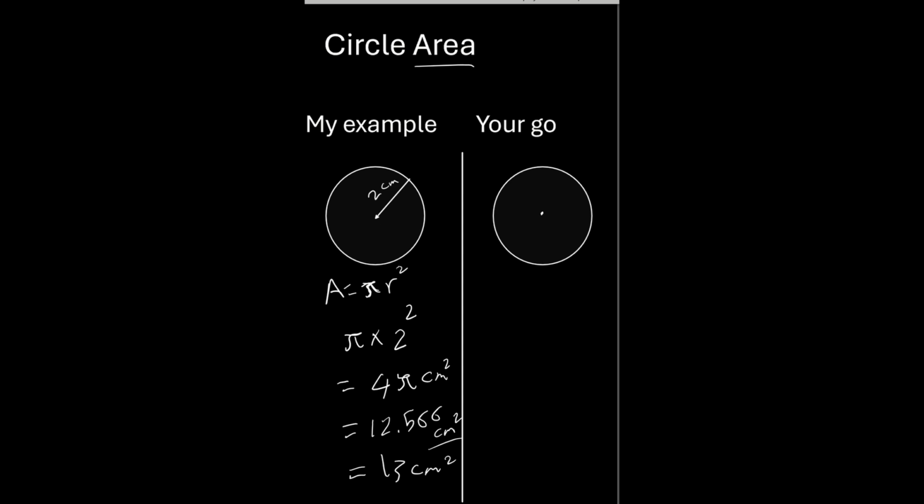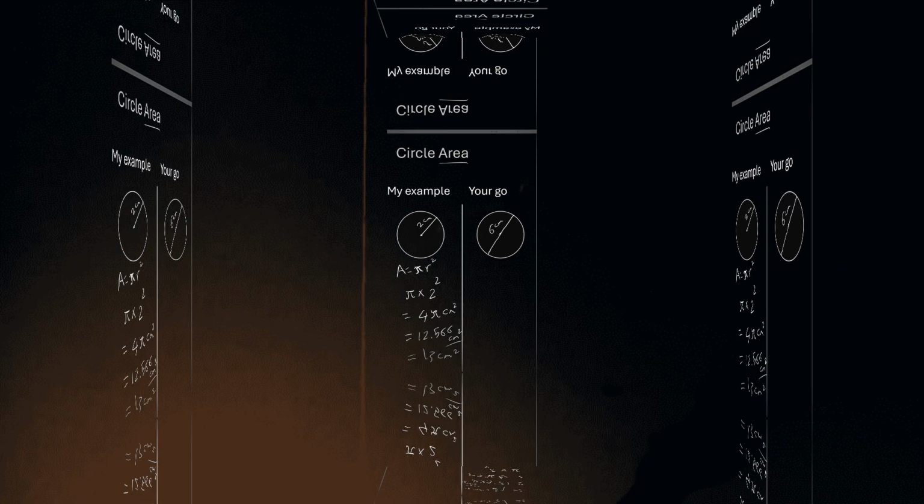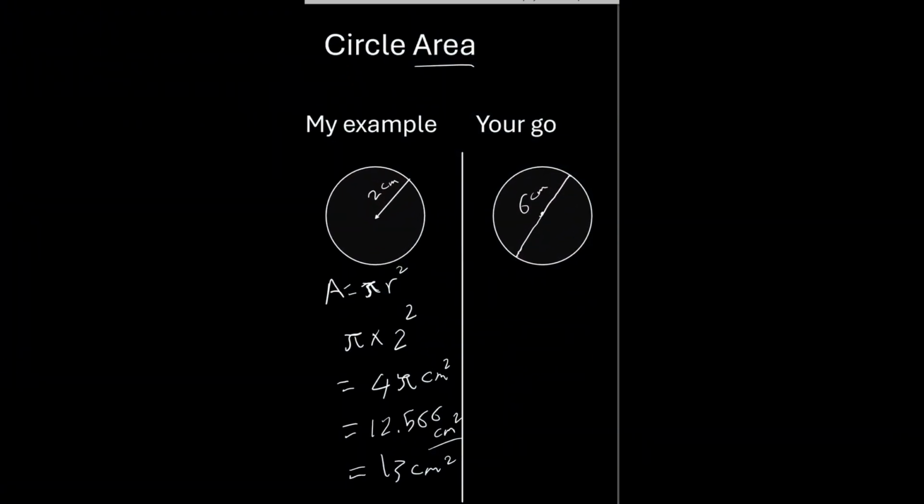Okay, now here's a question for you to try. I'm going to give you the diameter, not the radius, and it's going to be 6 centimeters. Try that and get the area, and let me know what you got in the comments. Thank you. Okay, so we're still with the circle area, and this is your example.